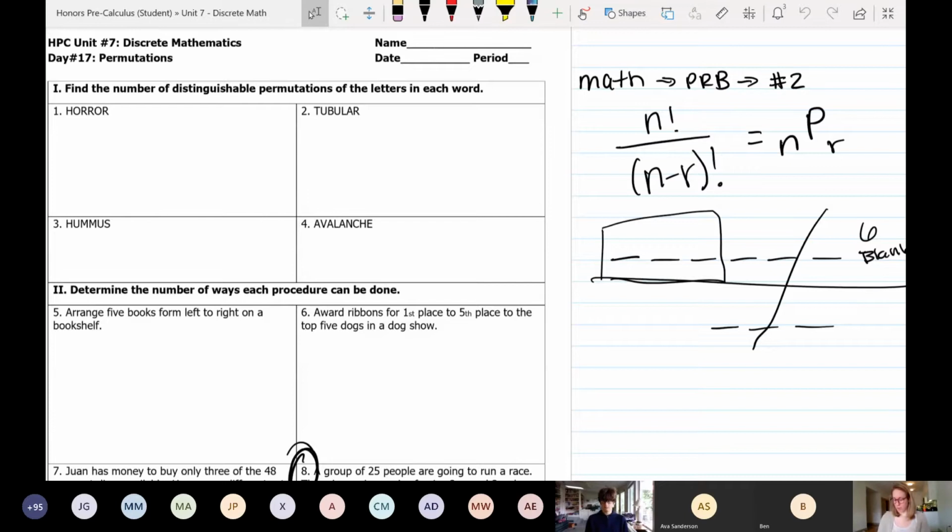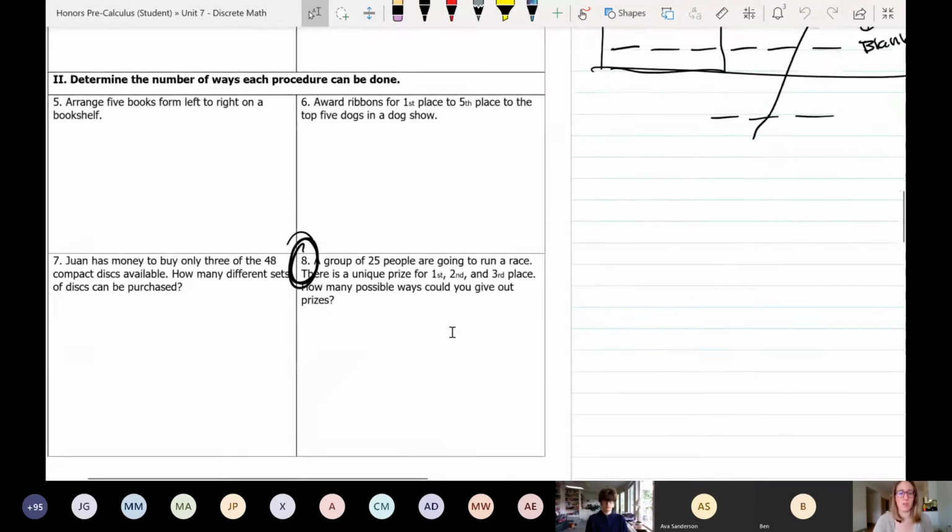Okay, so if we look at problem number 8, it says a group of 25 people are going to run a race. So that means that N is 25. We have 25 people in the whole pool of people. Then it says there's a unique prize for first, second, and third.